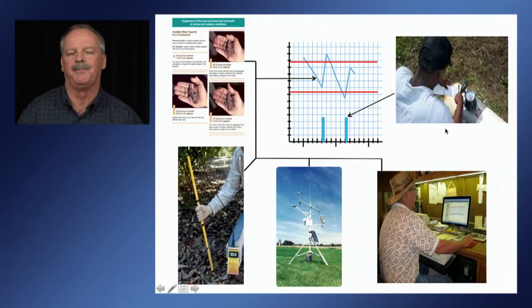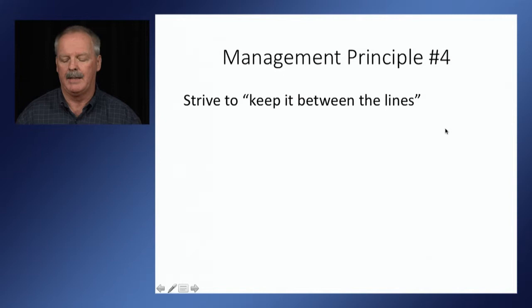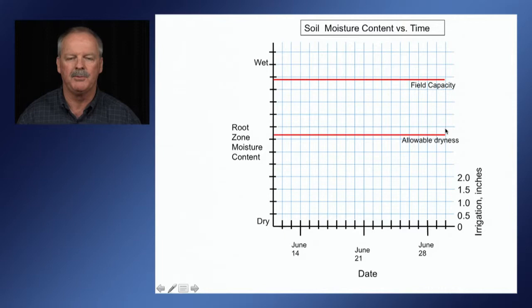So finally, management principle 4: strive to keep your irrigation events between the lines. What we mean by that is that you've already established as a strategy how dry you are going to allow your soil to get through this time period. And by the way, the allowable dryness, or how dry you allow it to get before you irrigate, might change with time. You may decide that during a certain growth stage of the crop you actually want to stress it, so you lower this line to encourage a drier condition within the root zone, say to encourage solids accumulation in plants such as tomatoes, or sugar content control in wine grapes, and so forth. So it's a very common practice.